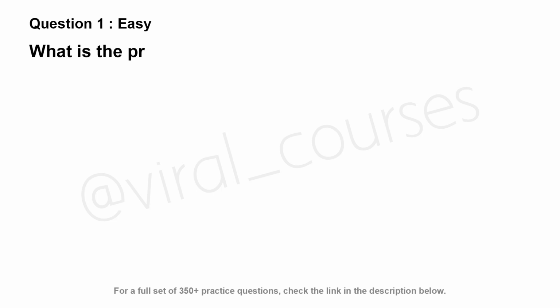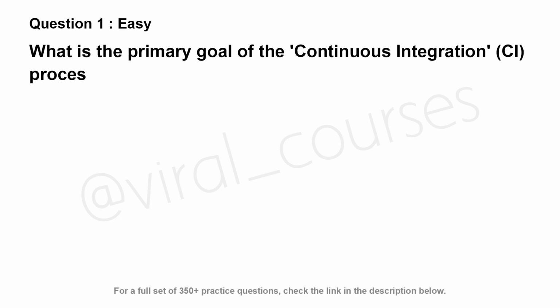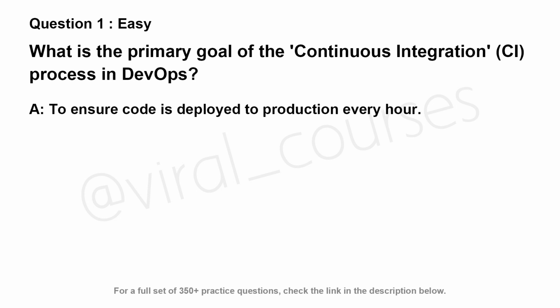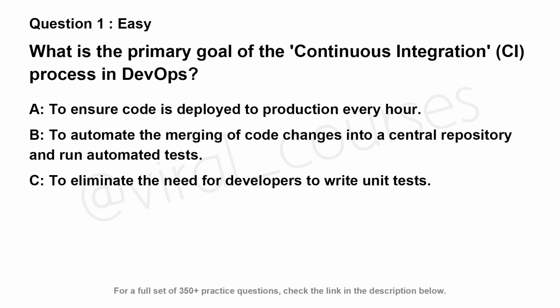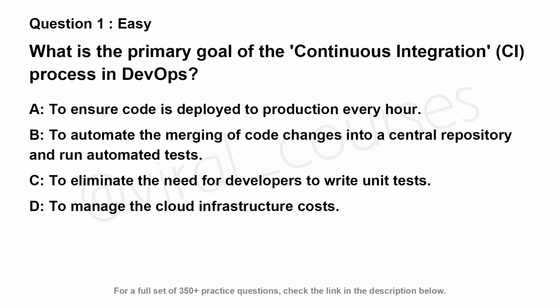What is the primary goal of the continuous integration process in DevOps? Option A. To ensure code is deployed to production every hour. Option B. To automate the merging of code changes into a central repository and run automated tests. Option C. To eliminate the need for developers to write unit tests. Option D. To manage the cloud infrastructure costs.